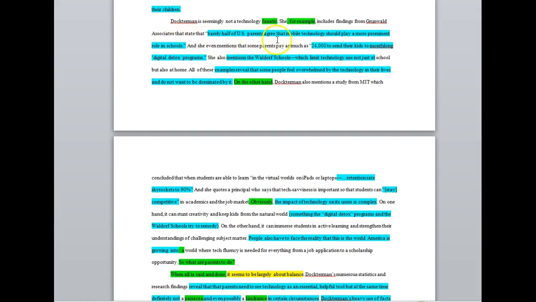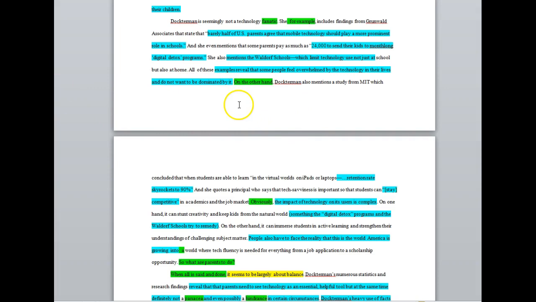Barely half of U.S. parents agree that mobile technology should play a more prominent role in schools. And she even mentions that some parents may pay as much as $24,000 to send their kids to month-long digital detox programs. She also mentions the Waldorf schools, which limit technology use not just at school but also at home. All of these examples reveal, right here is the reader impact, that some people feel overwhelmed by the technology in their lives and do not want to be dominated by it.